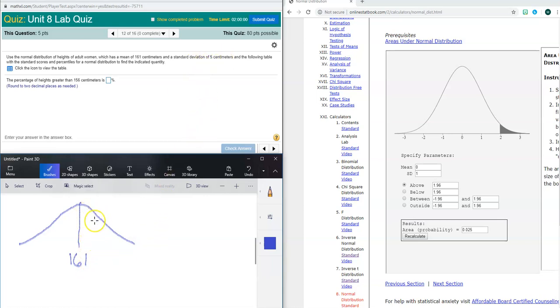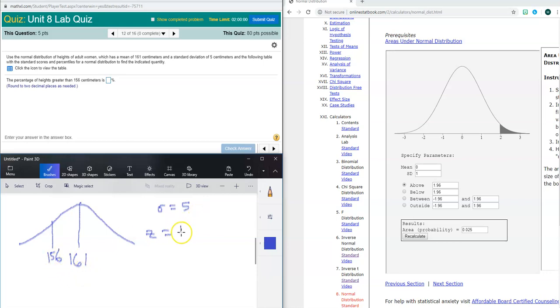Well, you don't need to do 5 plus 5 plus 5 and all of that stuff, because this is not an empirical rule question. It's not a 68 rule question. It's z-scores. So you just have to realize that the standard deviation is 5 because they gave us that. And you would use the z-score formula. These are typically multi-part questions. It says the percentage of heights greater than 156 centimeters. So I would put a 156, which is obviously lower than 161, so put it to the left.